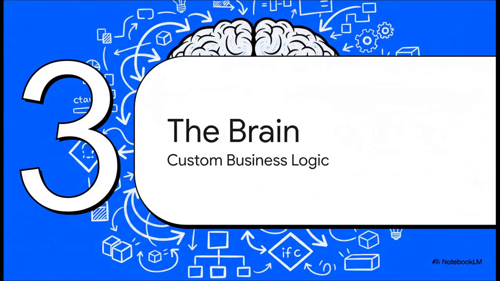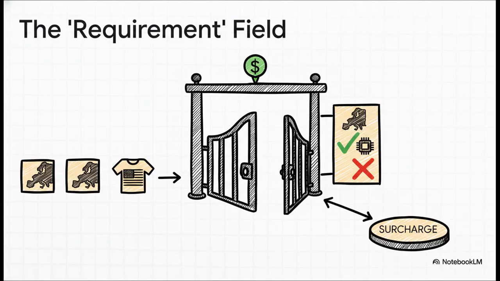Okay, this is where things get really intelligent. This is the brain of the pricing engine, where you can inject custom if this then that logic that goes way beyond basic math. This is how a company's unique and sometimes kind of weird sales rules actually come to life in the system. The requirement field acts like a smart gatekeeper.